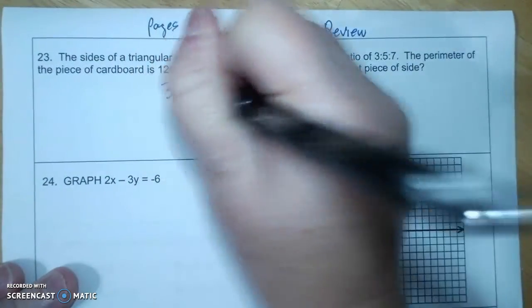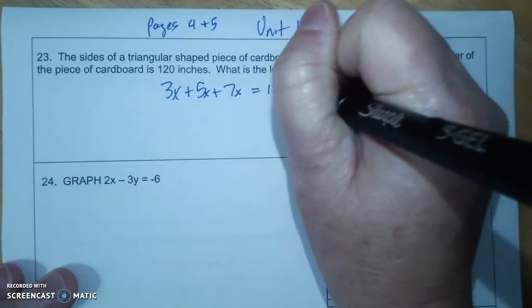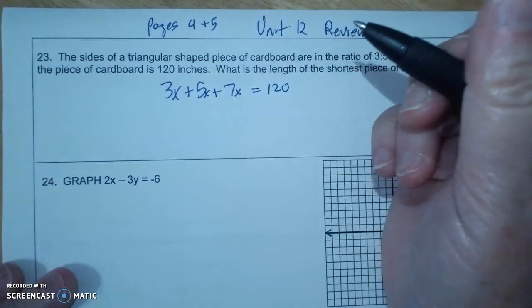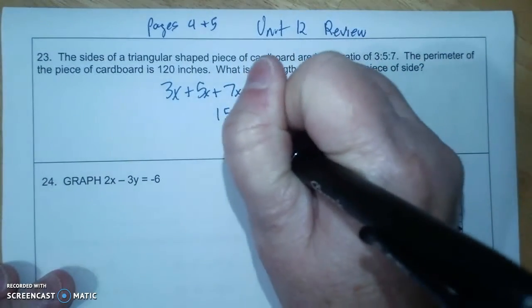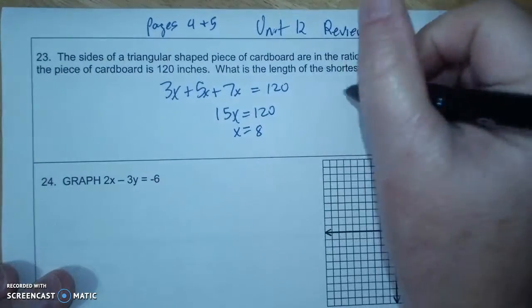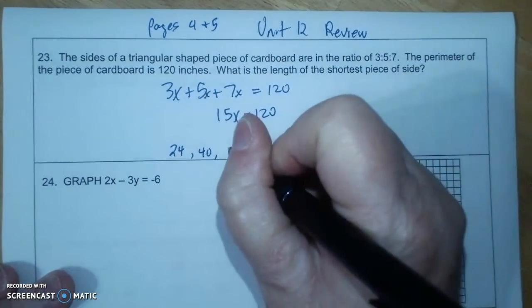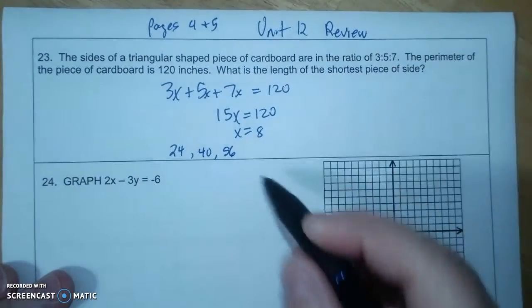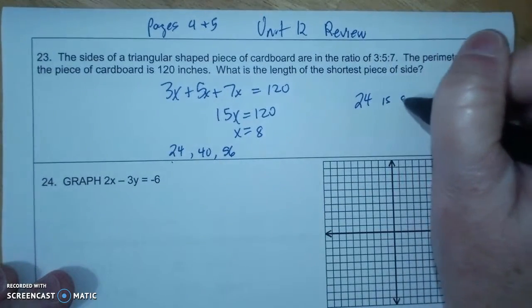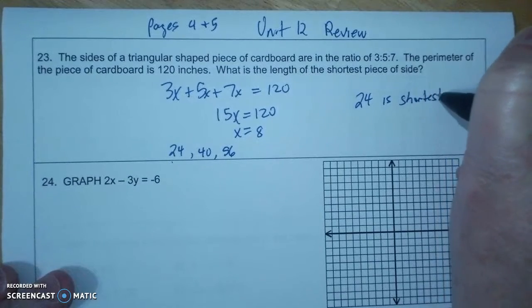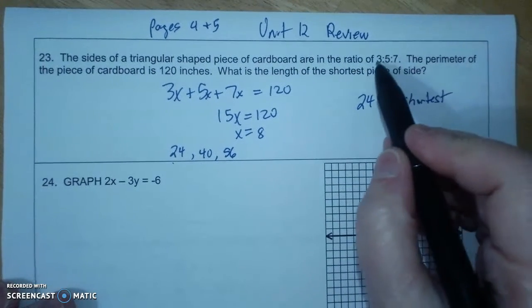So I have 3x plus 5x plus 7x equals 120. That's 15x equals 120. X equals 8. Therefore, the sides are 24, 40, and 56. And the shortest side would be 24. Bonus points, that's not a right triangle.